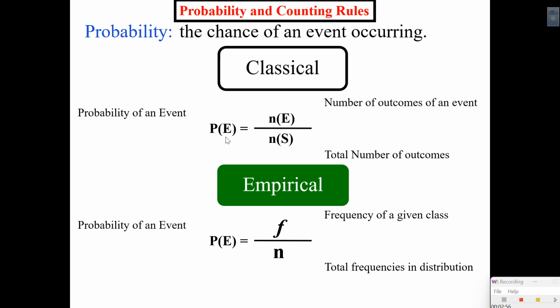The probability of an event: we have the number of outcomes for the event, and the bottom one is the total outcomes. That's for classical. For empirical, it's basically the same, but it's in regards to frequency, because this is the one that we use for an experiment, where we actually did the dice activity in class. Remember that? And classical is when you get the problem straight from the paper.